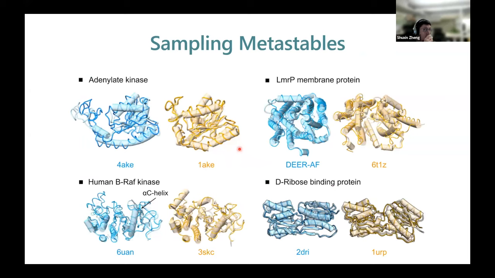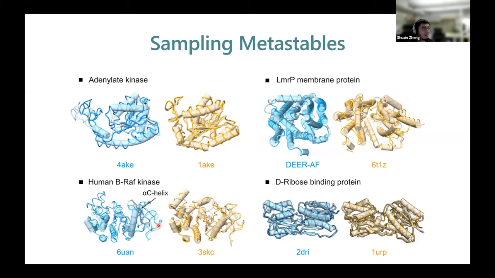This page is actually about sampling for these four proteins, and the characteristic of these proteins is that they all have more than two experimentally observed stable structures. This is the PDB ID, if you're familiar with the PDB. If you use AlphaFold to predict, you are most likely to only get one structure, or a medium structure or something else. But our model can easily sample all of these stable structures.